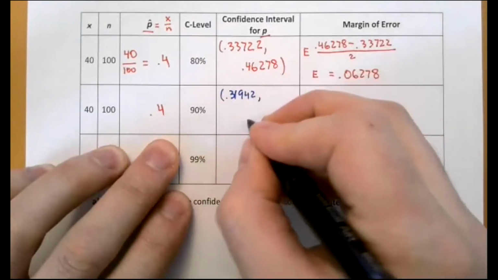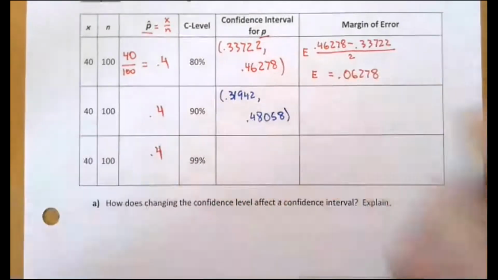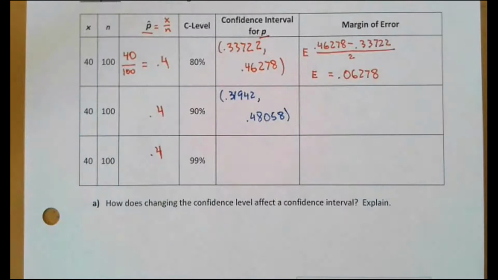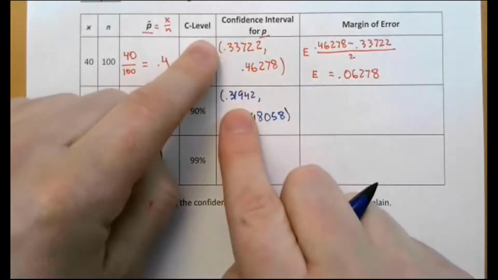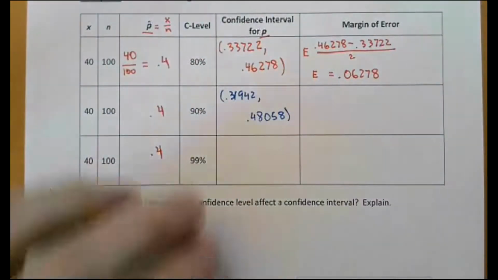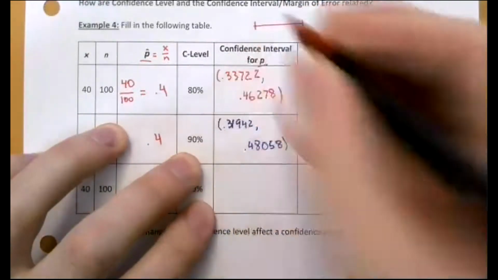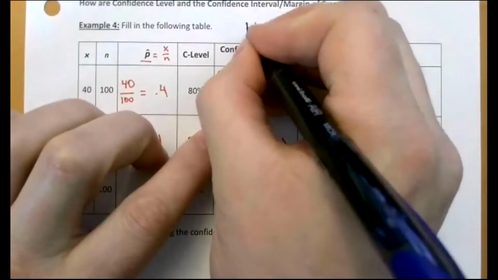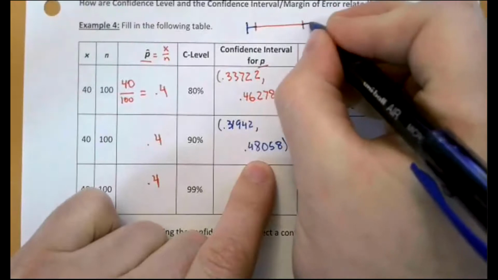0.31942, comma 0.48058? Yes. Good. What happened to the lower limit compared to the previous one? It went down. That's it. So if this is the first one, what's happened is we've had to make the lower limit smaller, and note the upper limit went up. Nailed it.